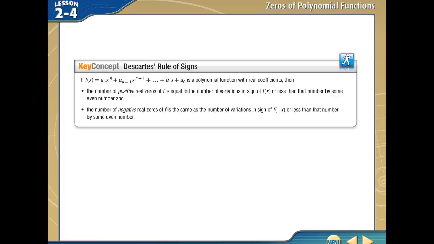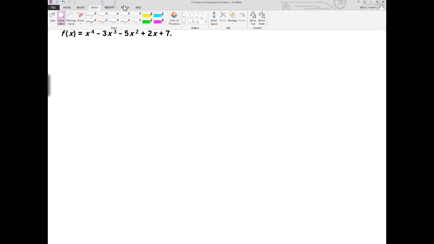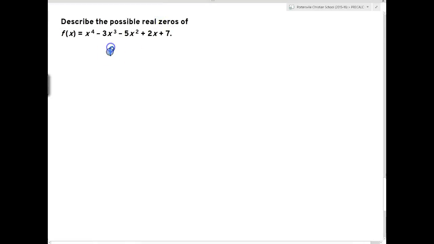And then we're going to look at f of negative x, and that's going to tell us the same thing for negative zeros. And I think this will make more sense if we look at an example. So this example asks us to describe the possible real zeros of f of x equals x to the 4th minus 3x cubed minus 5x squared plus 2x plus 7. So if we look at, first of all, determining our positive real zeros, and then later on we'll figure out how to determine our number of negative zeros.